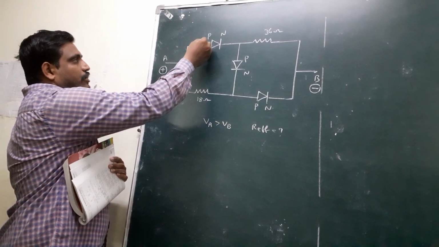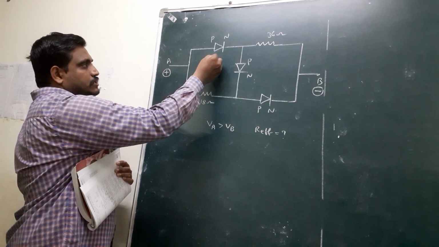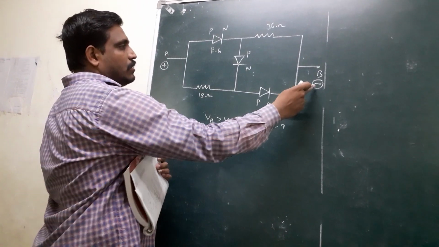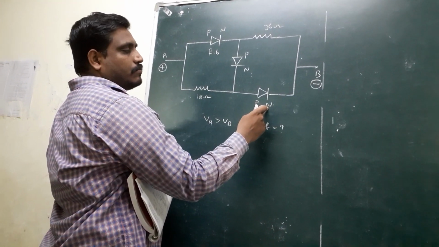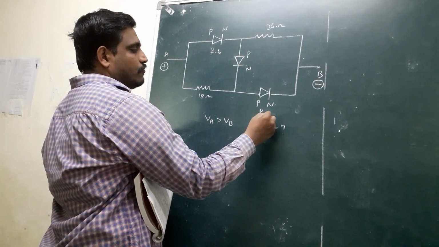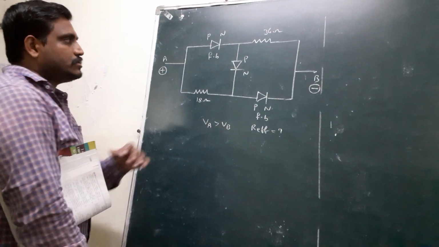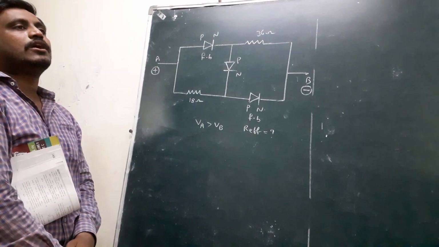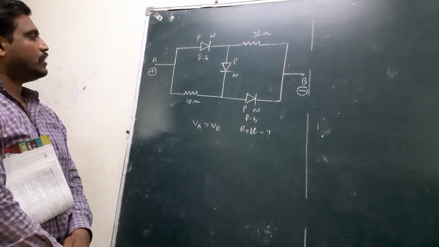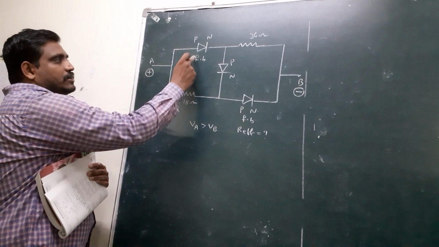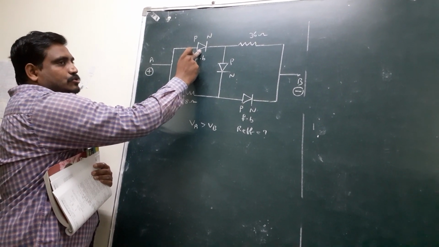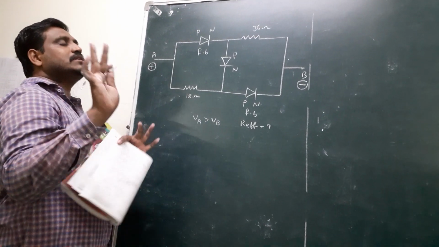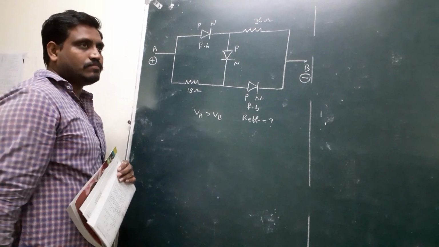Here, P is connected to positive, so this is forward bias. N is connected to negative, so this is also forward bias. That means, according to the diagram, both diodes are forward bias. Forward bias means internal resistance becomes 0. But here the resistance is 18 ohms. Resistance means opposition.